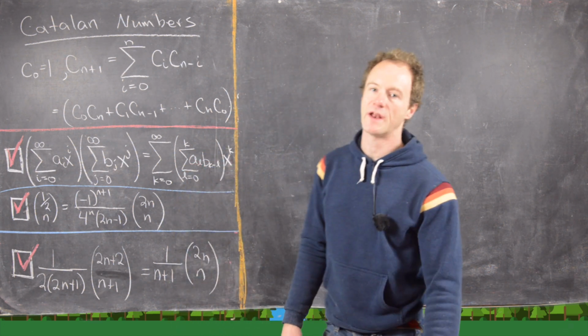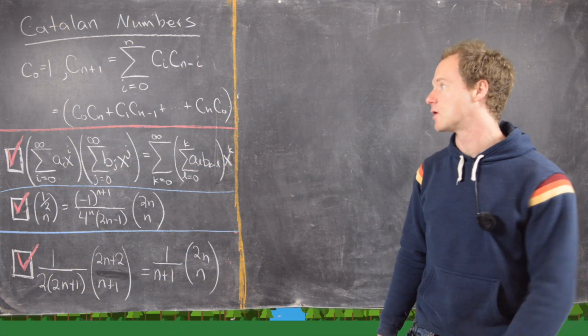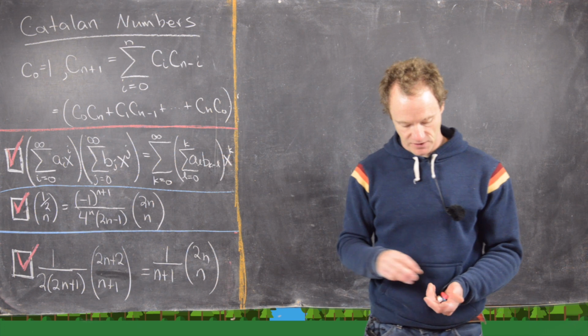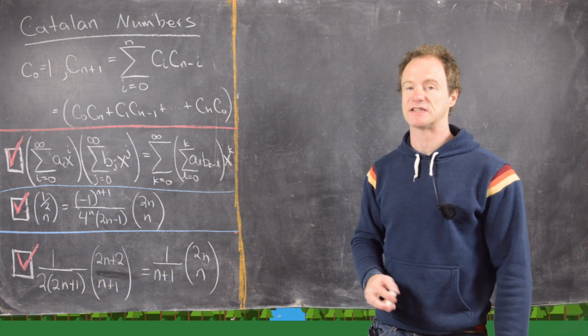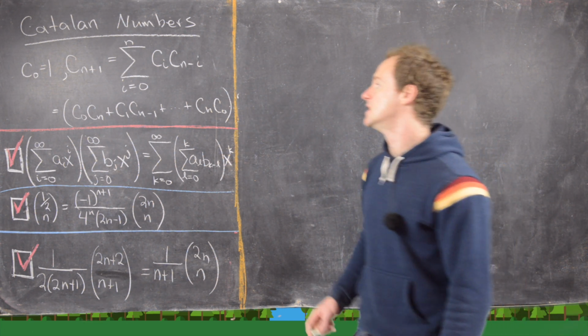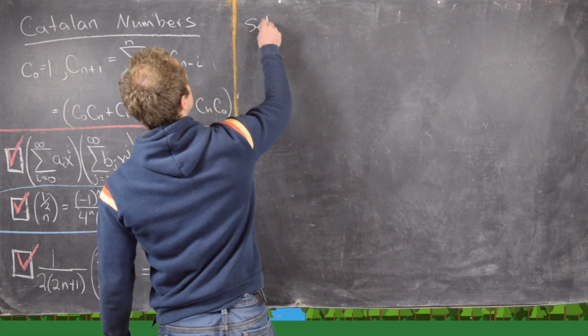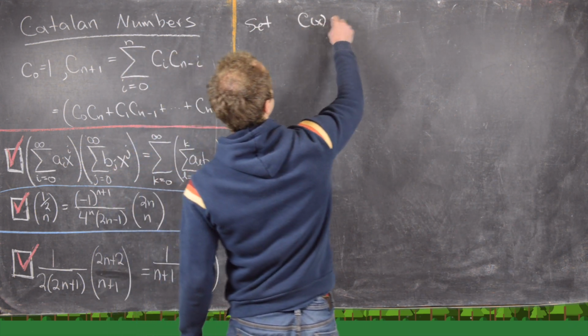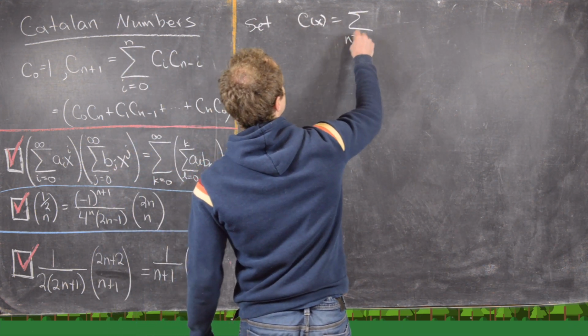Okay, so now I'm ready to go on to something that's more of my main goal, which is to build a generating function for the Catalan numbers and use that to find their closed form. And so let's go ahead and set c of x equal to the generating function of the Catalan numbers.